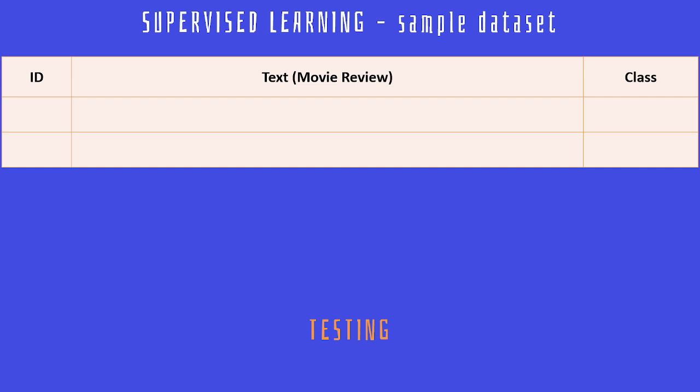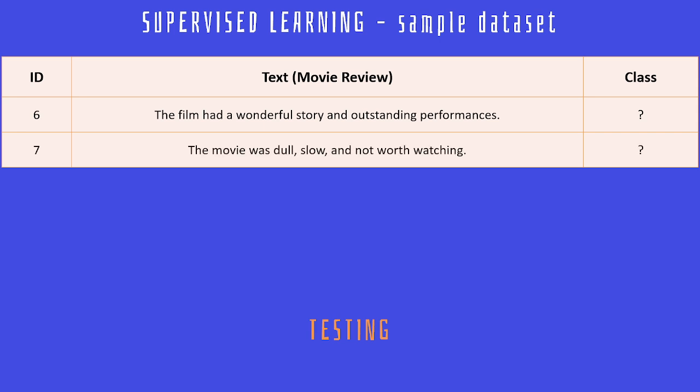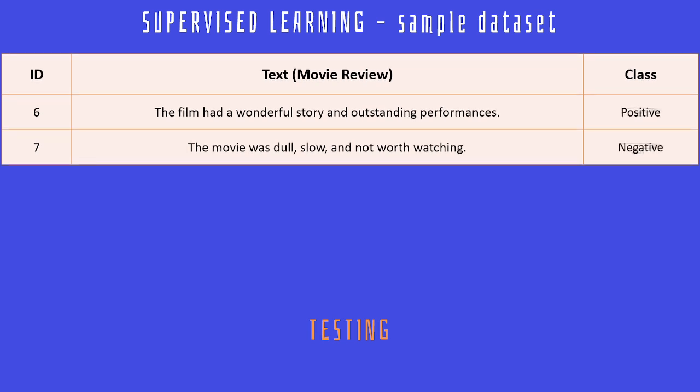Now let's test the model. Here we are giving id 6, and we have given one movie review text, and we are asking for the class. Similarly, we are giving the second review and asking for the class. And now the machine has predicted the class positive for id 6 and class negative for id 7. So this is called testing, and the output which we get, that is the class, is called the prediction.